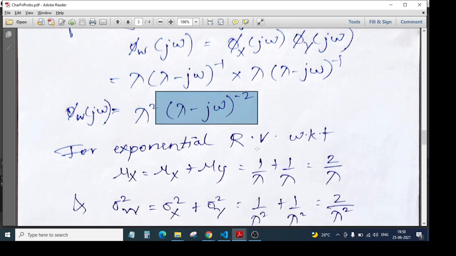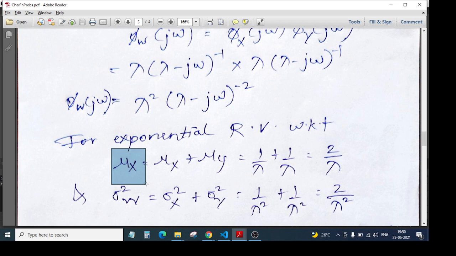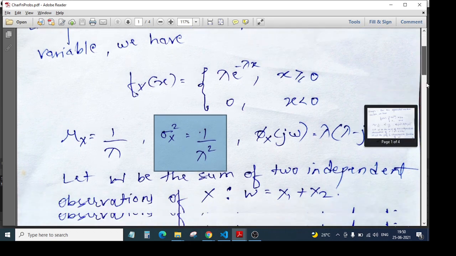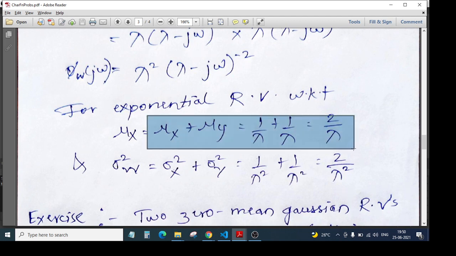Okay. So next thing is we can also find its mu, that is mean. Mean is nothing but addition of their means. So the mean has been already given, it is 1 by lambda, in the question only they are given, that is mean is 1 by lambda and variance is 1 by lambda square. So you can just add them up. So mean is 1 by lambda plus 1 by lambda, which would give you 2 by lambda.